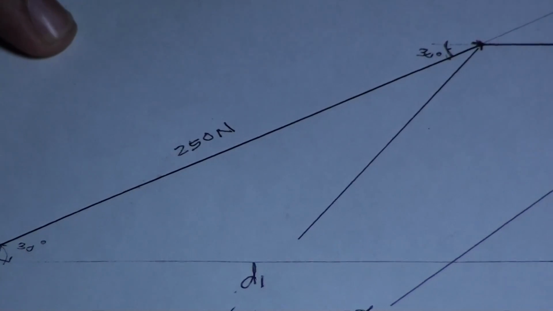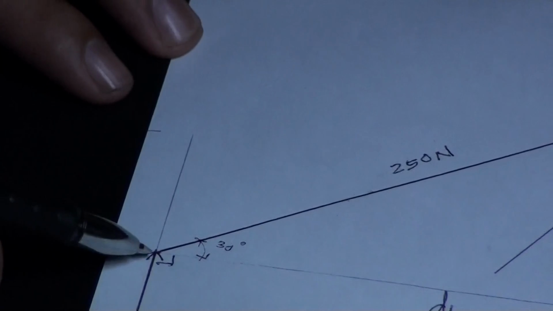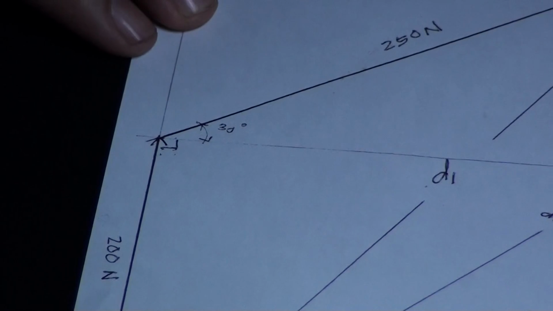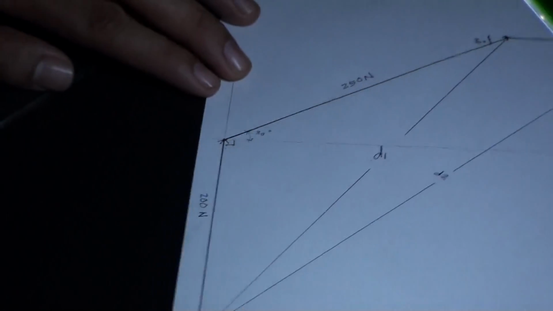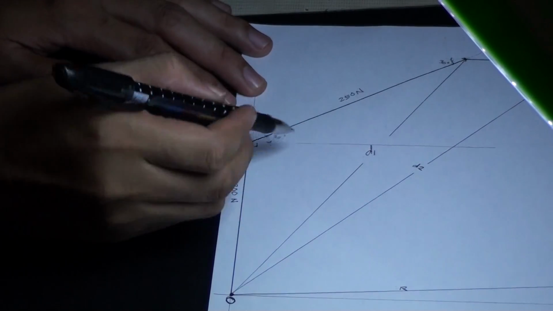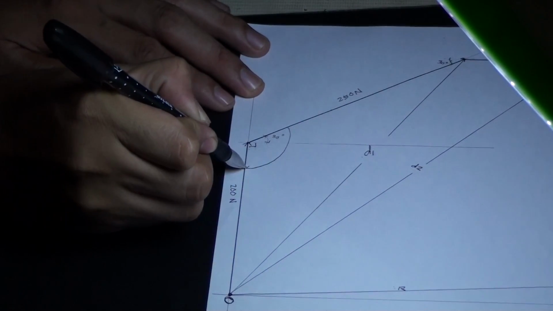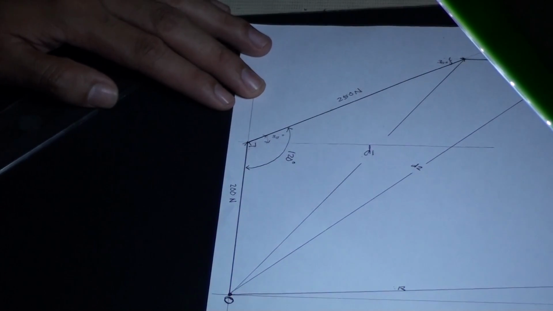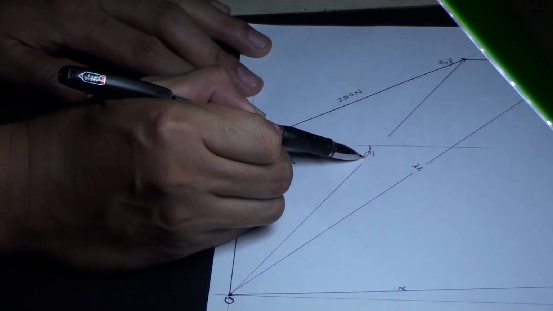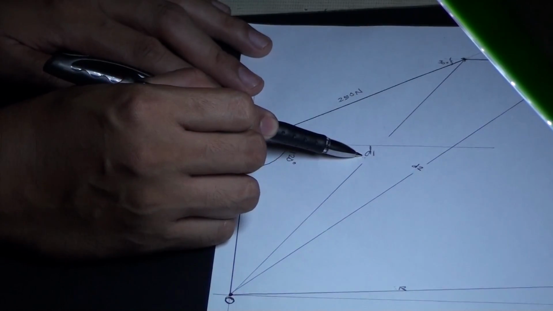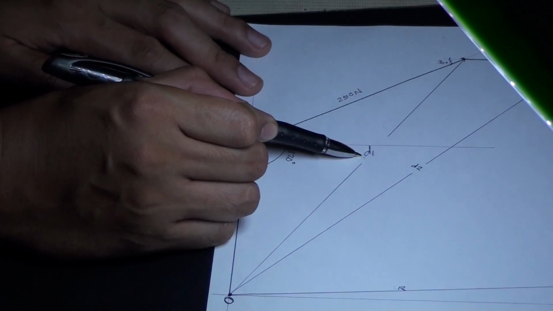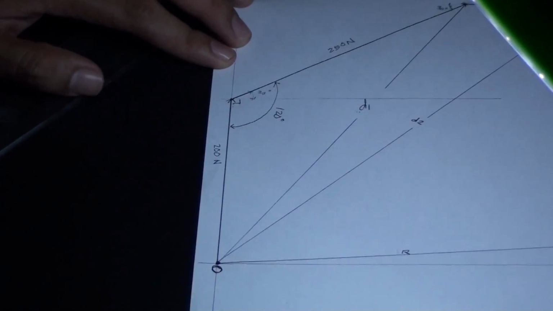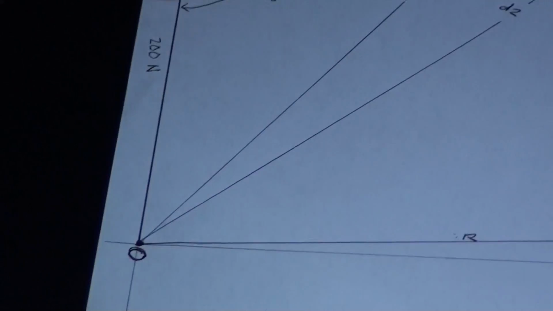So if this is 90, plus 30, the interior angle now of this entire triangle, for this one, is 120 degrees. So for you to solve this D sub 1, you just use cosine law to get the D sub 1 now. Okay, we will try to solve for the D sub 1.